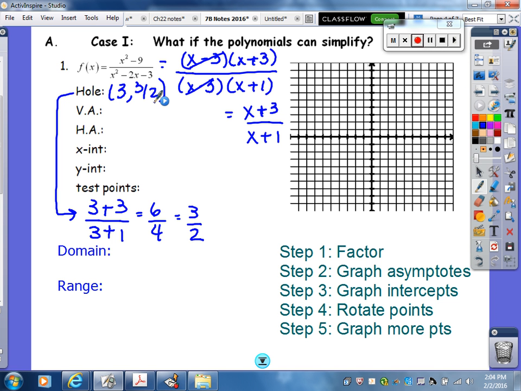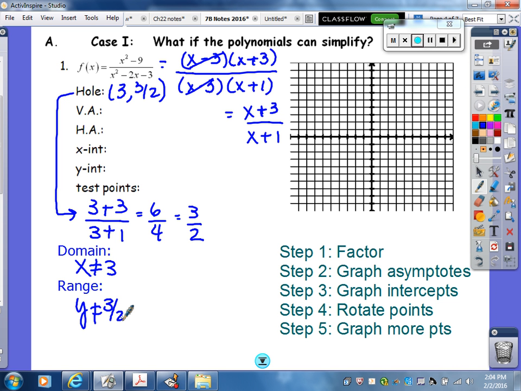Now, because this is a hole in the graph, this is going to be a restriction on our domain and range. Please add domain and range to your notes here. Because x is a hole, x cannot equal 3, and y cannot equal 3/2 for my range. Now, we may have other values that we add to that, but another common mistake people make is to forget to include the hole as part of your domain and range restrictions.